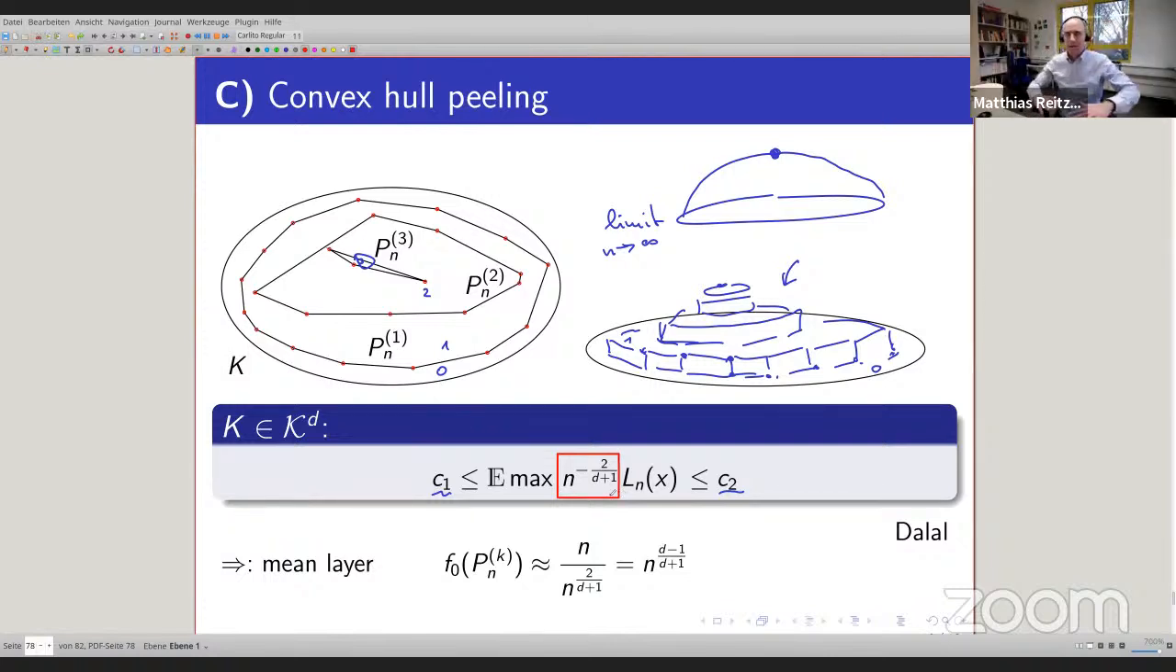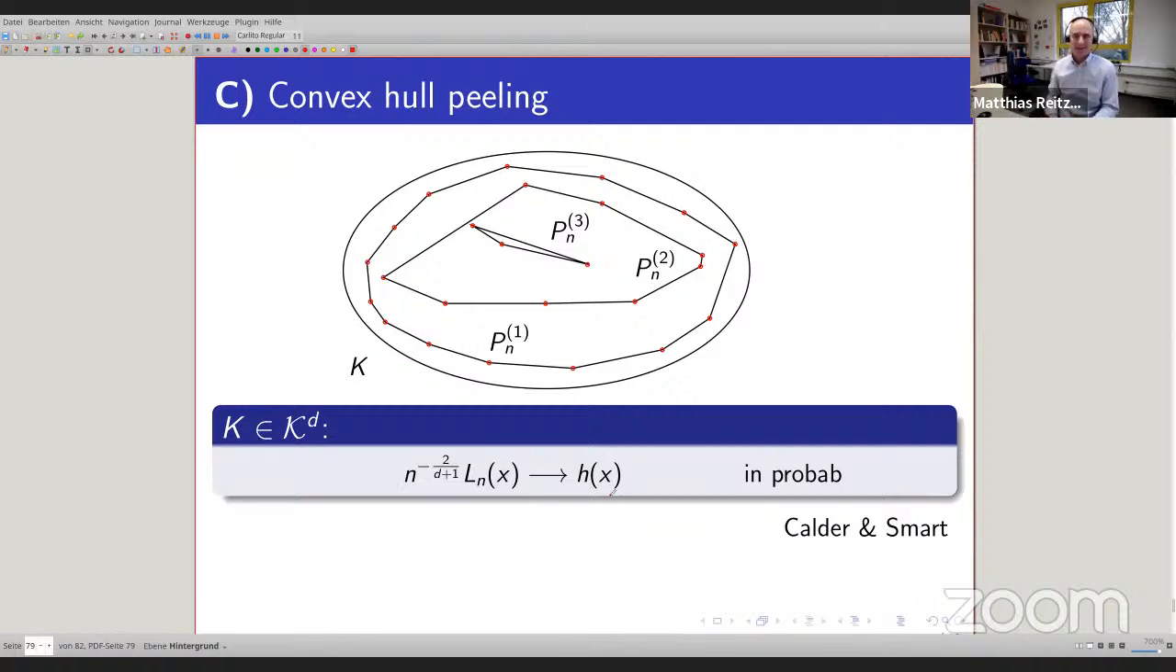If you think of this convex hull peeling as constructing a mountain, then this is the right normalization, so that in the limit the mountain converges not to something which is flat or tends to infinity, but gives you a serious mountain. And that's the nice intuition behind the result of Dalal. This is the right normalization. And this has been made very precise very recently in the work of Calder and Smart. They proved that this in fact converges in probability to some kind of function or mountain.